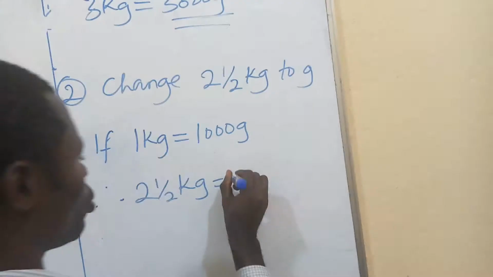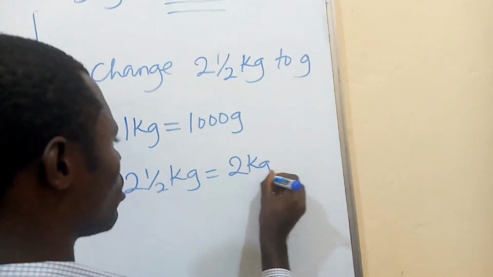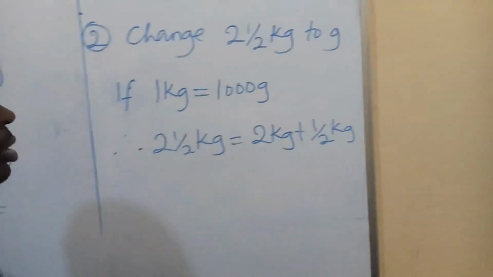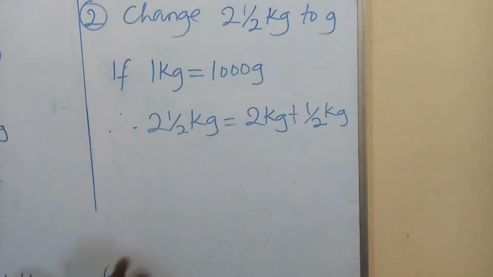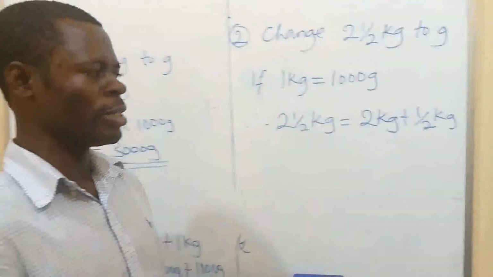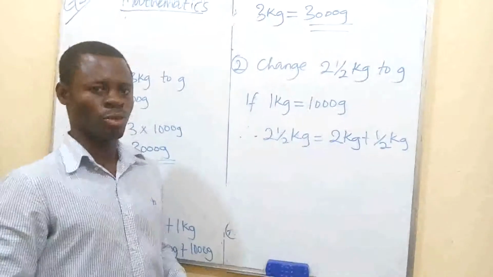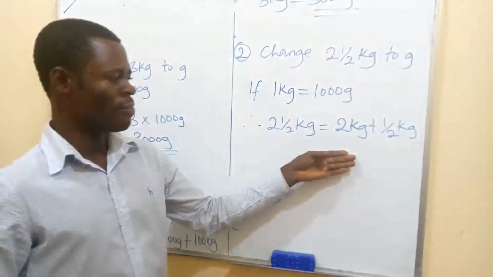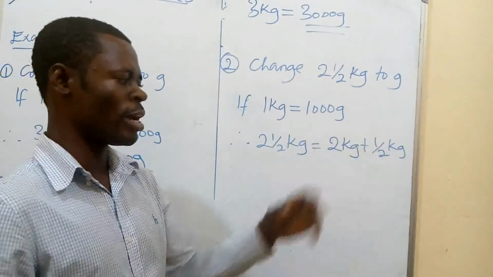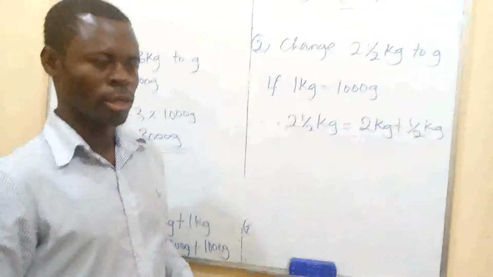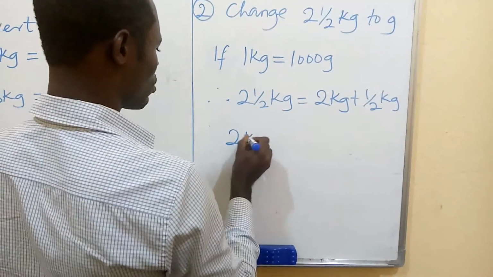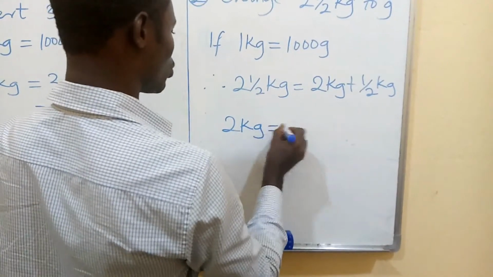Alright, you could say 2 kilograms plus a half kilogram. It's still the same thing because if you add this to this, you still have 2.5 kilograms. The reason why you have to split it is for you to find it easier to convert. Alright, so now having split it, we are going to convert. First of all, we're going to convert 2 kilograms and then we convert a half kilogram before adding their answers together. So now you say 2 kilograms is equal to how many grams?